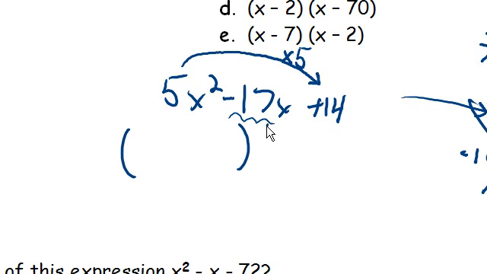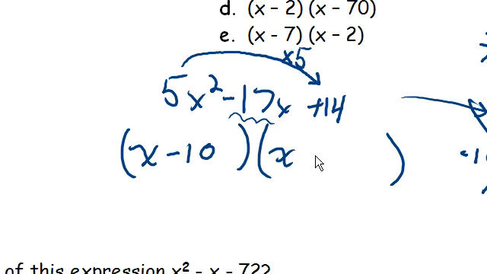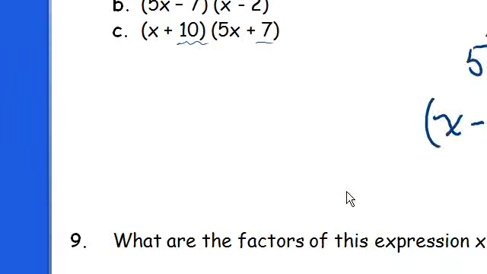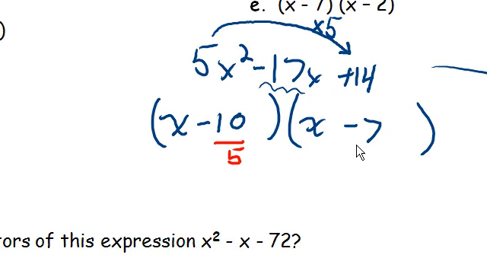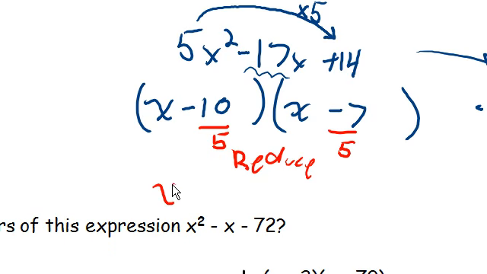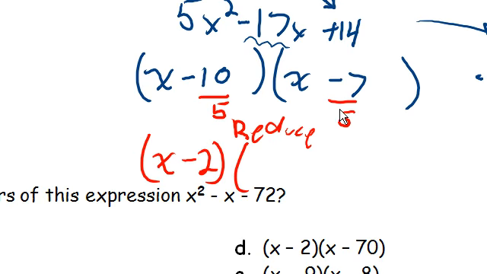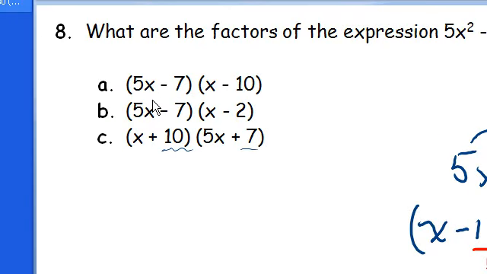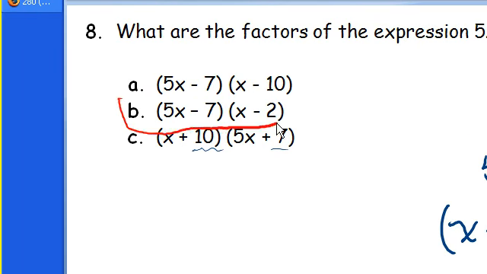So now that we have our factors, we can put them in our skeleton. x minus 10, x minus 7, since we multiplied by 5 at the outset. Now we need to divide by 5. So let's divide each one of these by 5. Now we will reduce, and so that would be x minus 2. And 5 does not go into 7 evenly, so at this point we can swing that 5 right in front of that x. 5x minus 7. There's our answer. So x minus 2, 5x minus 7. Here it is right here, answer choice B.